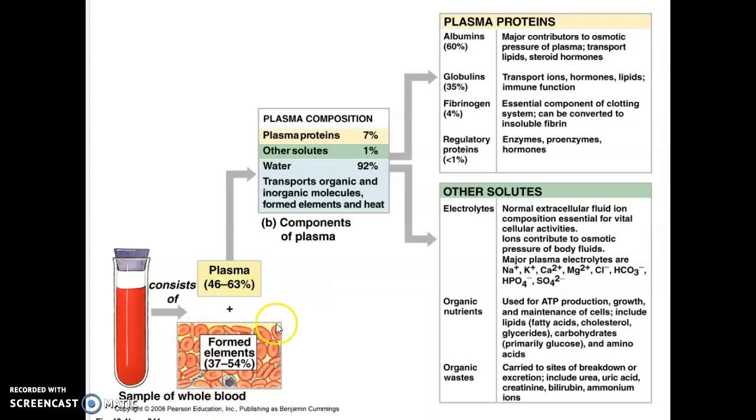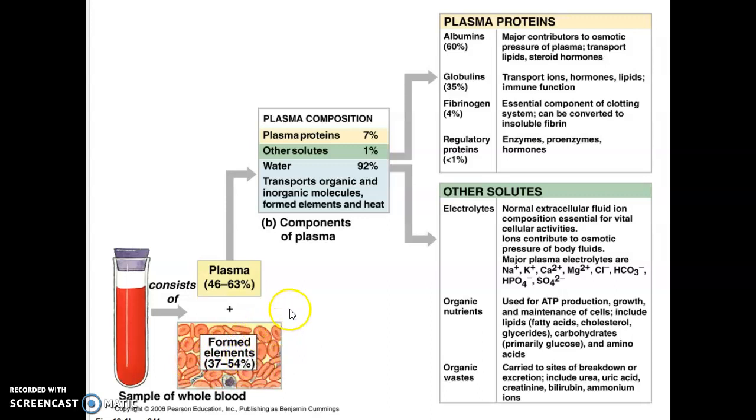Now, this is a range because we know the body has ranges that it can exist in. And the main reason this range would exist is how hydrated you are. How much water is in your blood? If you've just been out exercising, running a marathon or something, and you've lost a lot of body fluid, then your plasma concentration is going to be down at the lower end. And therefore, your hematocrit, or your formed elements portion, would be at a higher percentage.